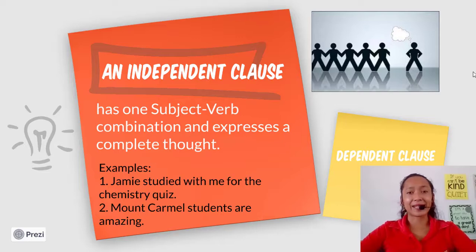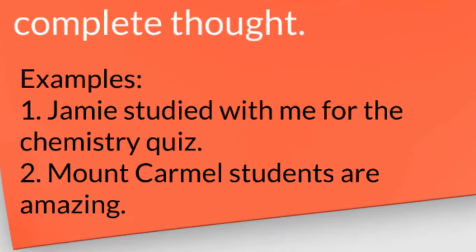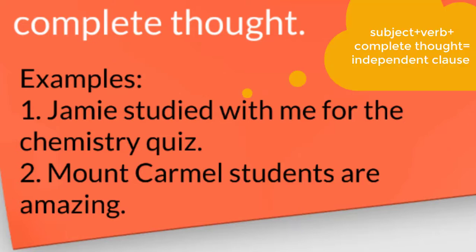So think of it as an independent person. An independent person doesn't really need anything else to survive, right? Or for him or her to stay alive. Example number 1 says, Jaime studied with me for the chemistry quiz. It has a subject, Jaime. It has a verb, studied. Can it stand alone? Yes, making this an independent clause.